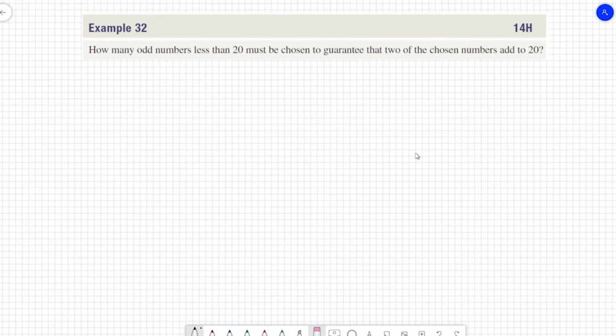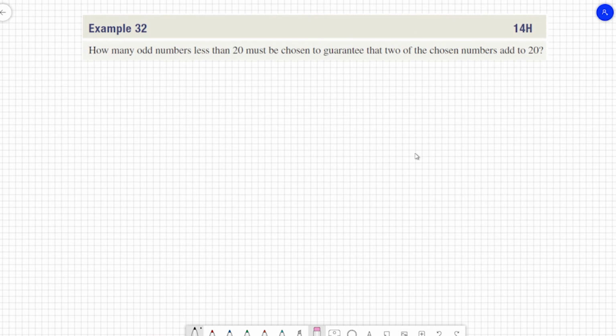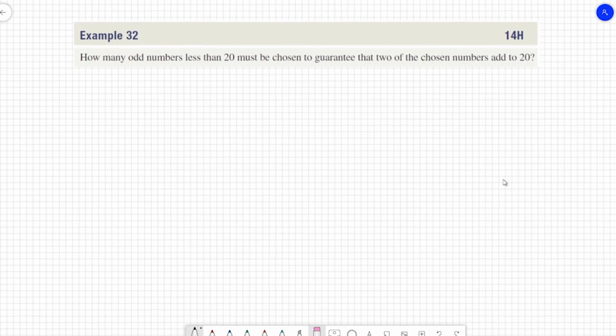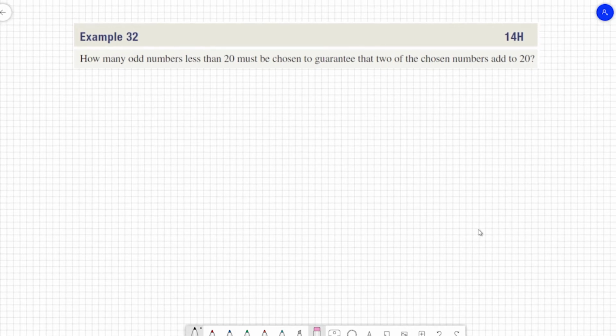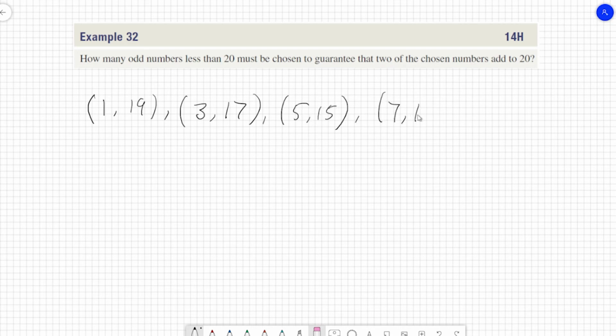Okay, so next one. Here's an interesting one. How many odd numbers less than 20 must be chosen to guarantee that two of the chosen numbers add to 20? Well, firstly, we have to figure out how many pairs of odd numbers less than 20 add up to 20. So let's say the first one is 1 and 19, isn't it? And the next one is 3 and 17. Next one is 5, 15. You know how this goes. 7, 13.